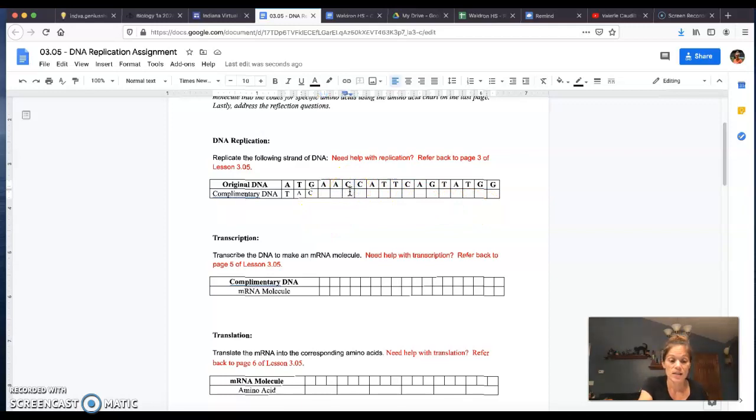So whenever you see a C, you're going to put a G. Whenever you see a T, you're going to put an A. Because A always pairs with T, and C always pairs with G.